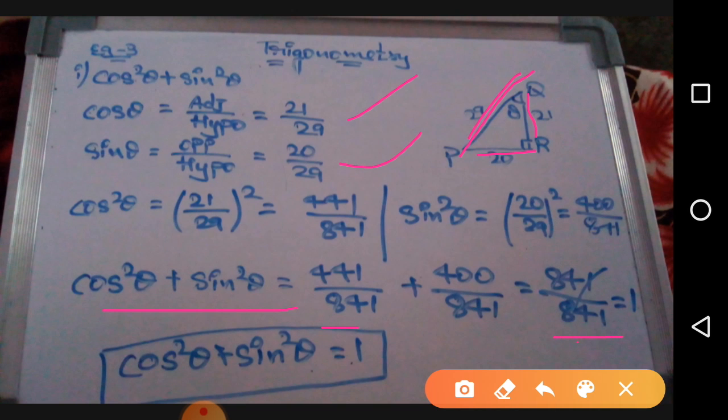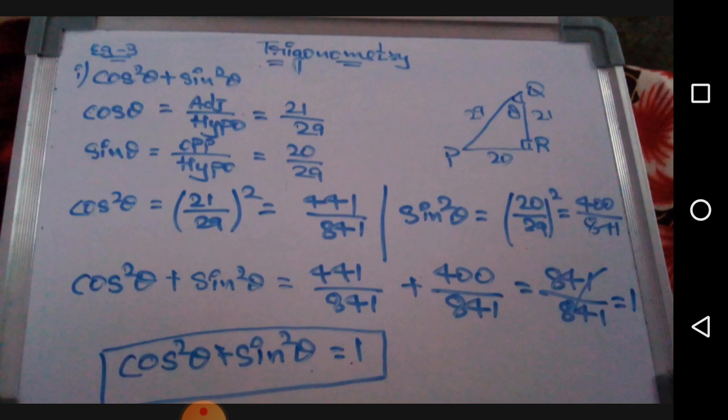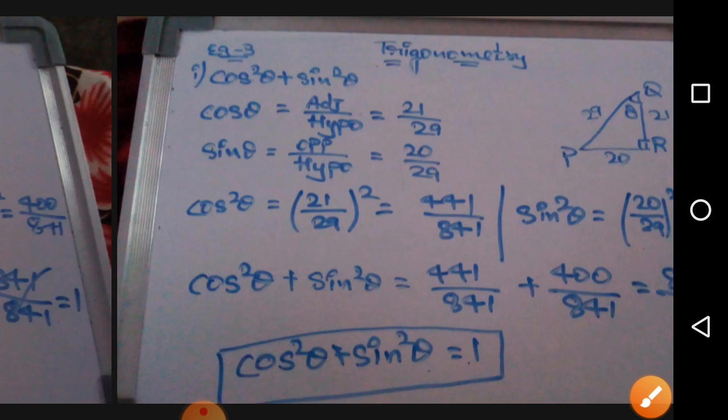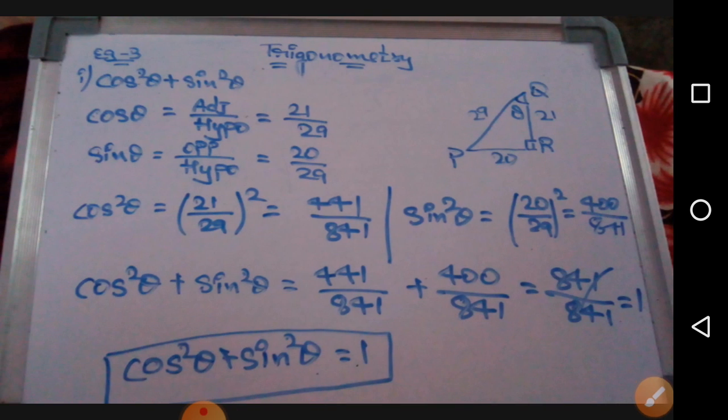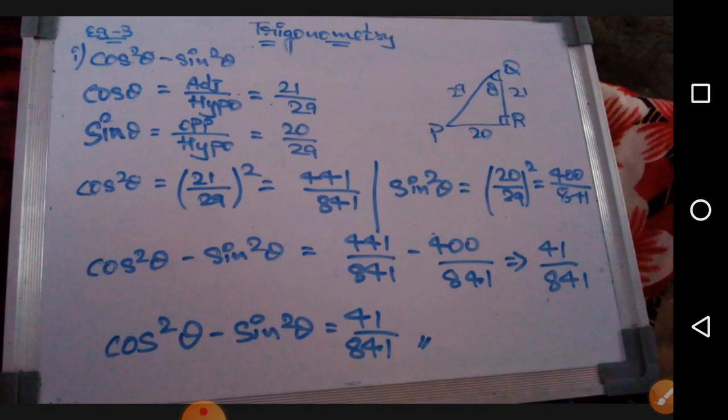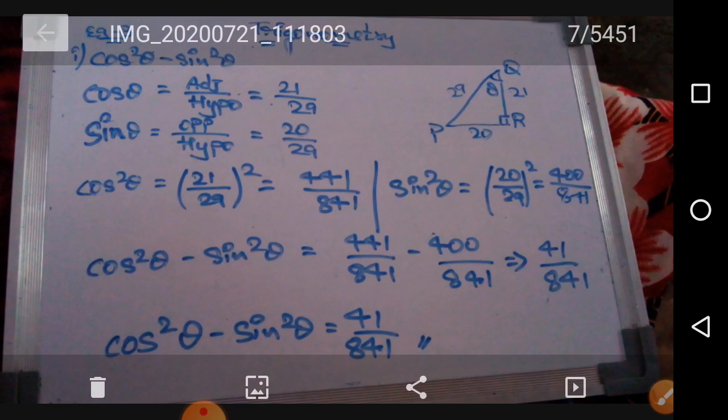So this is one of the identities of trigonometry. Do remember, you may get it in your exam, that cos square theta plus sin square theta is always equal to 1. Yes, and next we have the second one, that is cos square theta minus sin square theta, and let's see what it is.